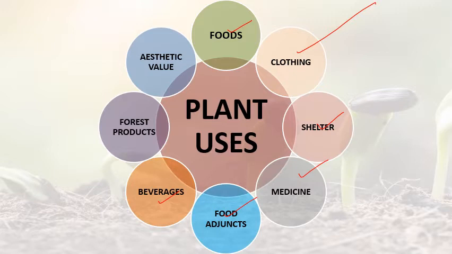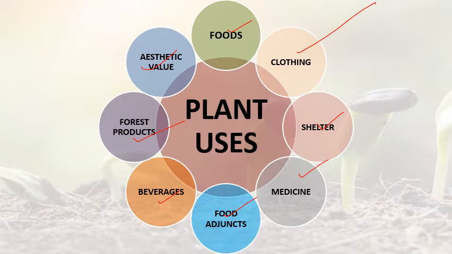Next, we have various forest products. Forests provide a number of different products which are needed in our daily life. These provide us fuel wood, gums, resin, tannins, dye, rubber, etc. Next, plants are also used for aesthetic beauty, which adds aesthetic value. Besides fulfilling our basic needs, plants also provide aesthetic satisfaction to us through beautiful flowers and garden plants.